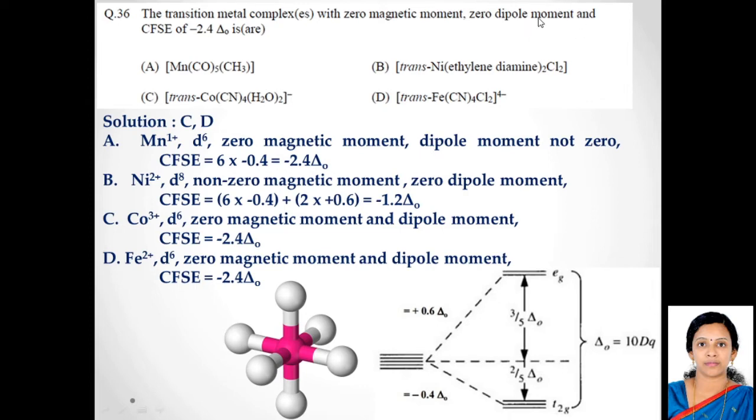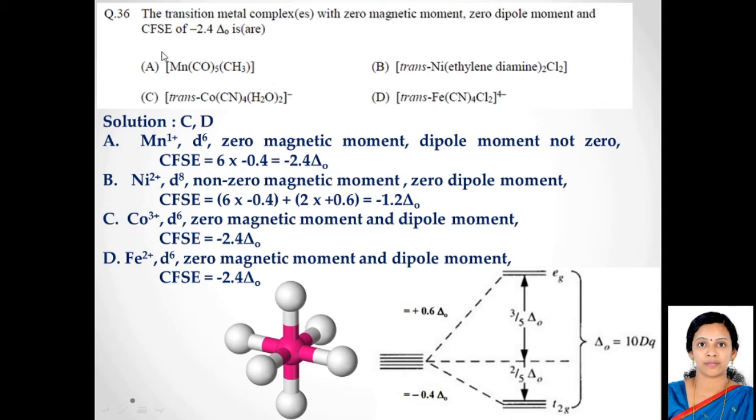For a dipole moment, see, dipole moment is a measure of polarity of the molecule. The individual bonds in a molecule may be polar, but when you look at the molecule as a whole, these individual polar bonds might get cancelled out because of the geometry or the symmetry of the molecule. The individual dipoles will get cancelled and the overall molecule will have a zero dipole moment. So we have to look at which of these complexes have more symmetry, and then we will calculate the crystal field stabilization energy for the individual complexes.